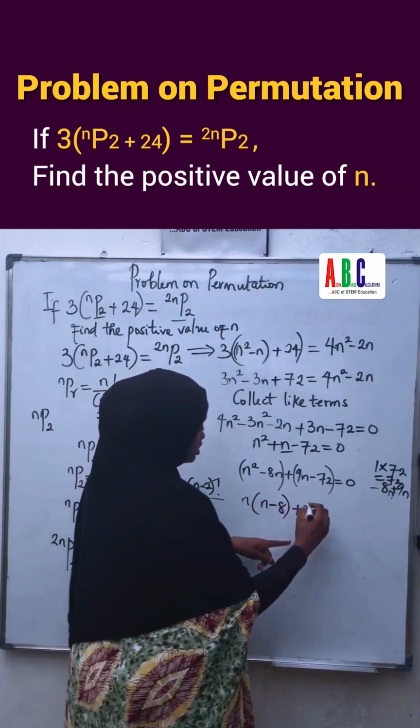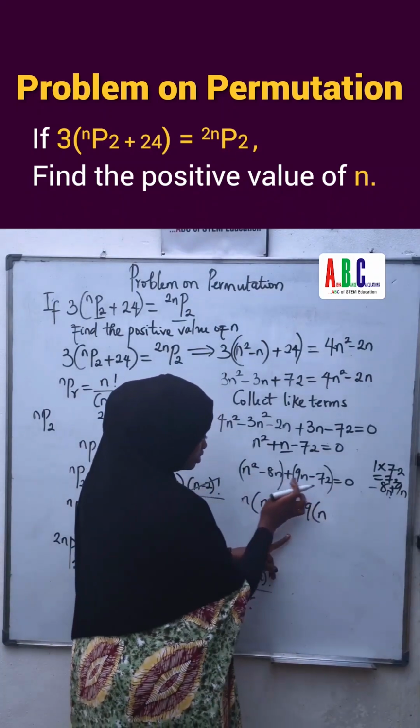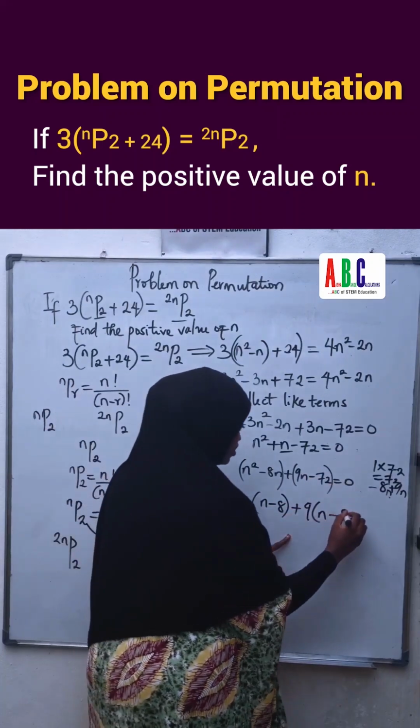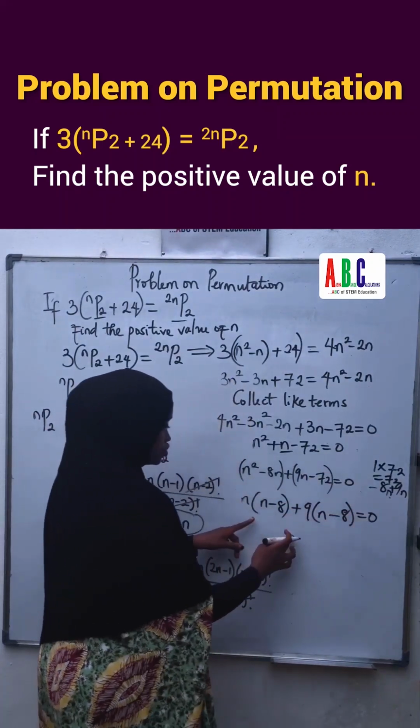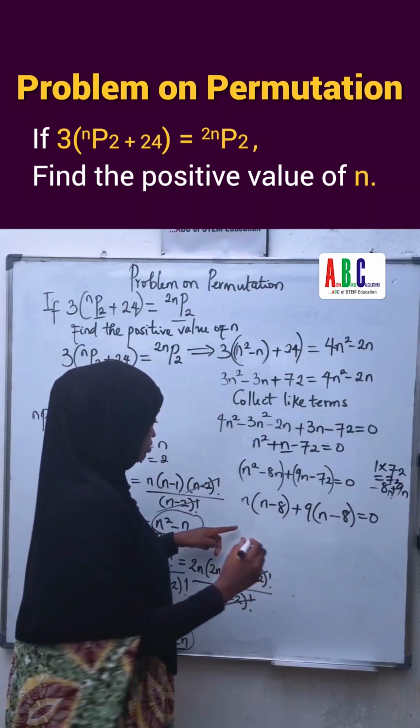Then the common factor here is 9. When we factorize 9 from 9n, we have n. Then plus times minus here is minus. When we factorize 9 from 72, we have 8. So this is equal to 0. So here we have in the brackets n minus 8 and n minus 8. So pick them as 1.